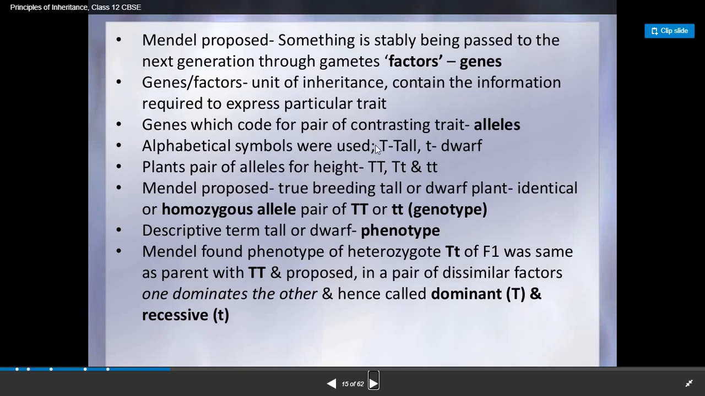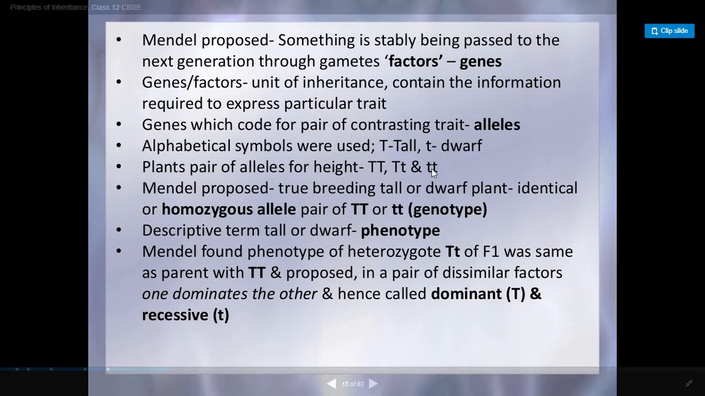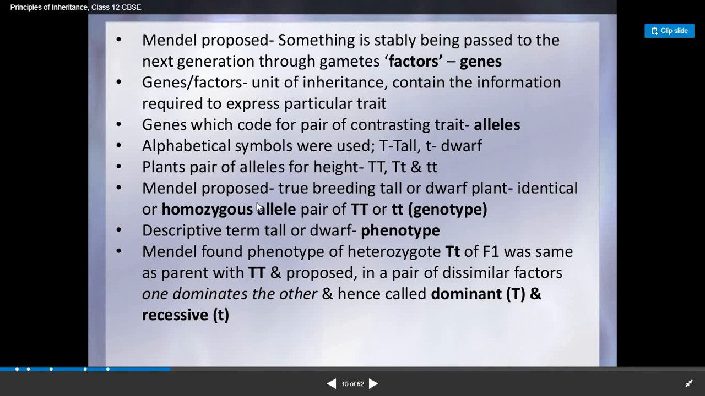Alphabetical symbols were used: capital T for tall and small t for dwarf. Plants have a pair of alleles for height, capital T and small t. Mendel proposed that a true breeding tall or dwarf plant has an identical, or homozygous, allele pair of capital T or small t genotype. Now the descriptive term tall or dwarf, whenever we observe the flower or plant, is the phenotype, which we can see.